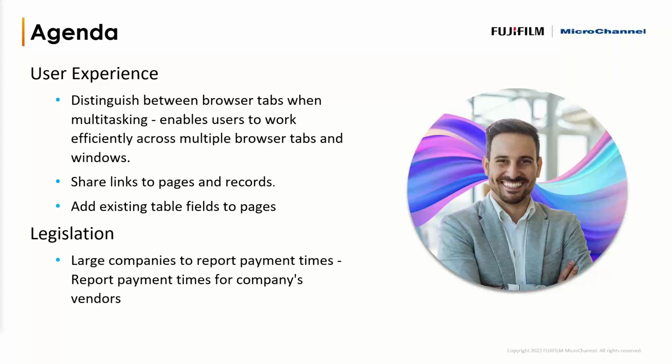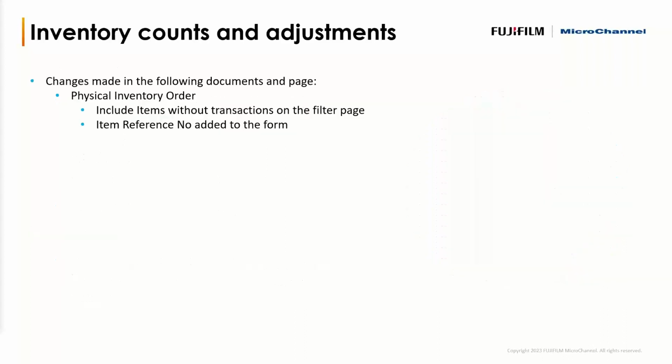So let's get started. And the first one we're going to look at is the inventory counts and adjustments. So they've made a couple of changes in this area. And one of them is around the physical inventory order screen. So this is the one that you may be using for stock takes. In the past, if items didn't have any transactions, you couldn't include them in the listing. You'll be able to do that now.